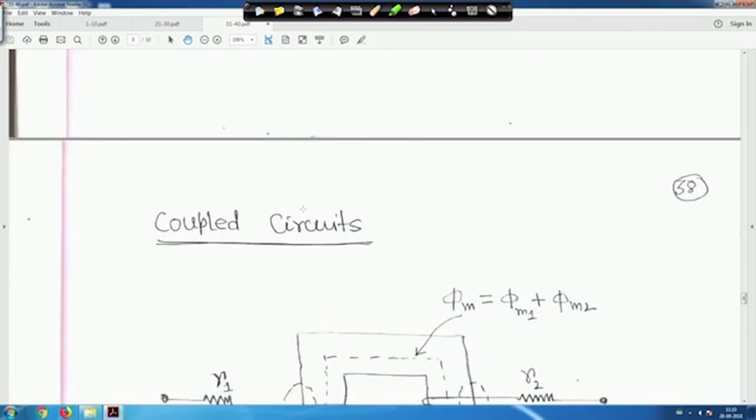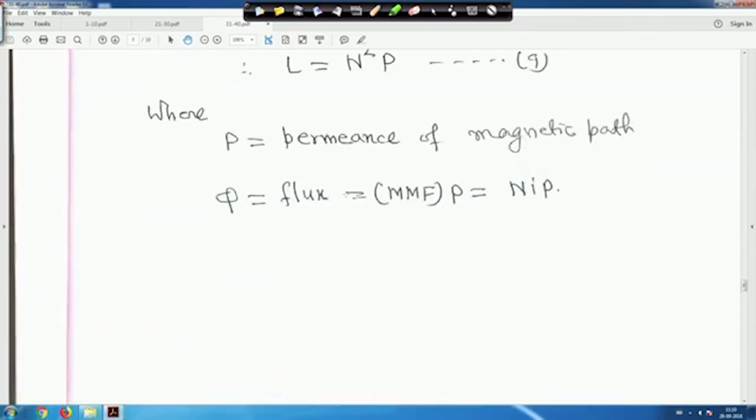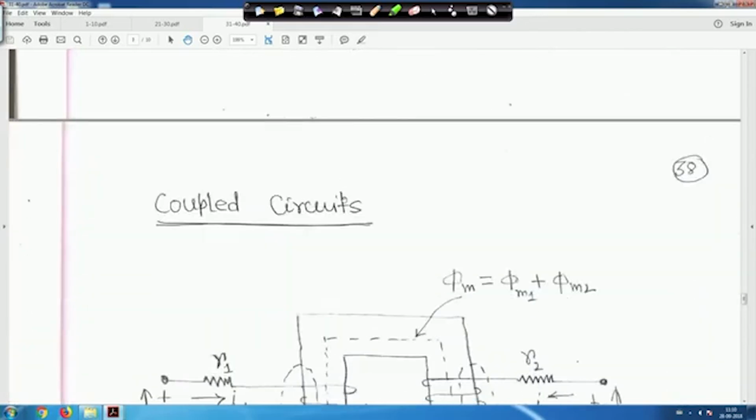So this is for a simple linear circuit, right? And next we will take the coupled circuit.